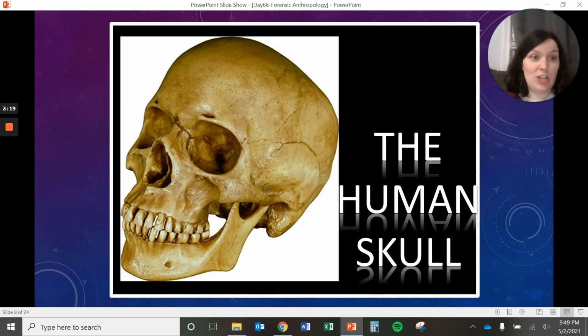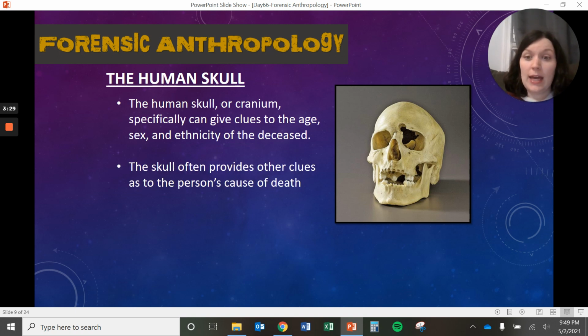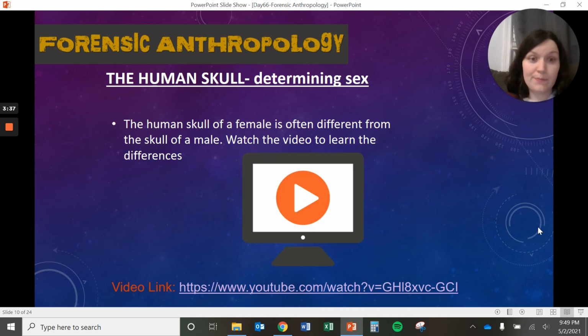Okay, so we're going to move on to talk specifically about the human skull. The skull or cranium gives clues about the age, sex, and ethnicity of the deceased. Okay, so it can provide other clues. For example, this right here can show clues of where there was a gunshot.